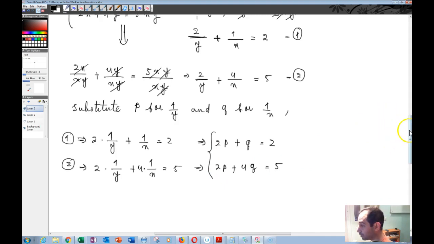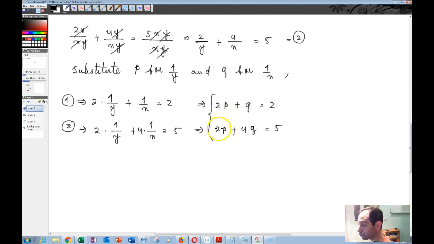And now you can solve this with the method of elimination, for example. So I call this equation number 3, and I call this equation number 4.